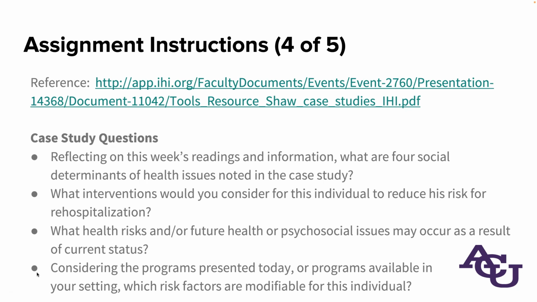And we have a series of 4 questions to answer here. First, reflecting on this week's readings and information, what are 4 social determinants of health issues noted in the case study? Second, what interventions would you consider for this individual to reduce his risk for hospitalization? Third, what health risks or future health or psychosocial issues may occur as a result of current status? Fourth, considering the programs presented today or available in your setting, which risk factors are modifiable for this individual?